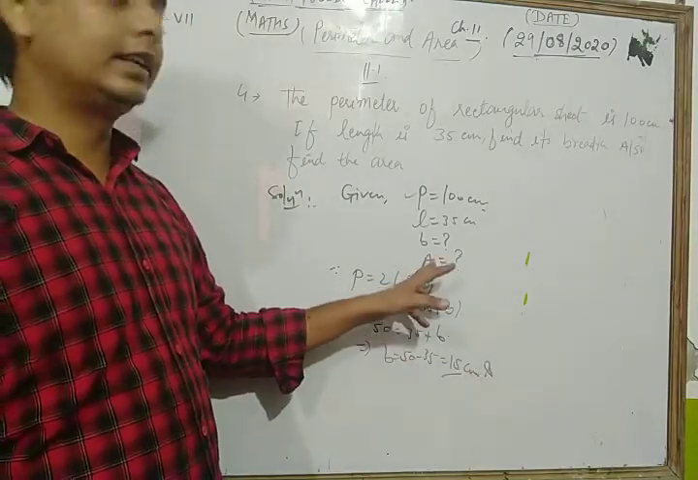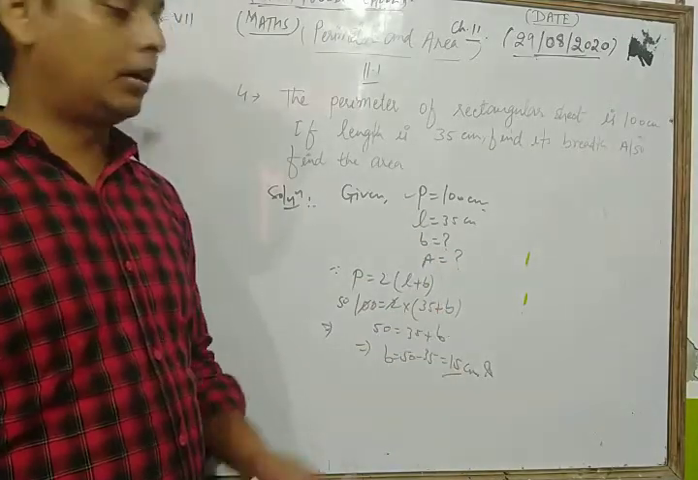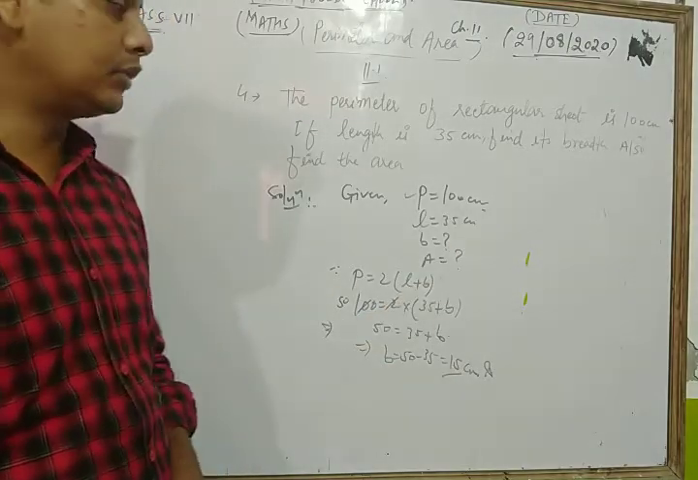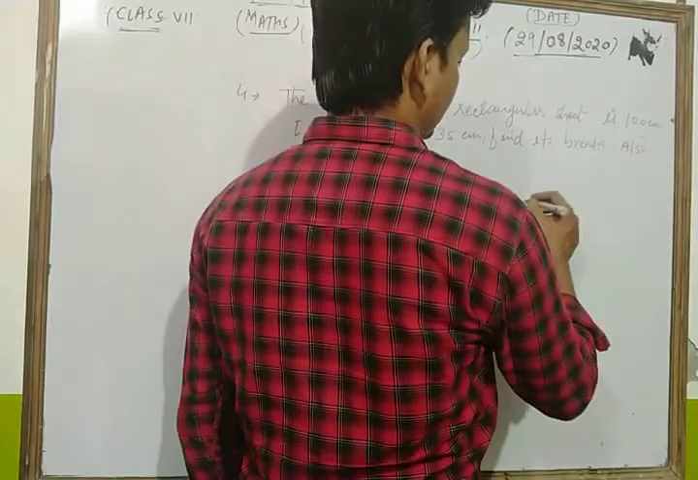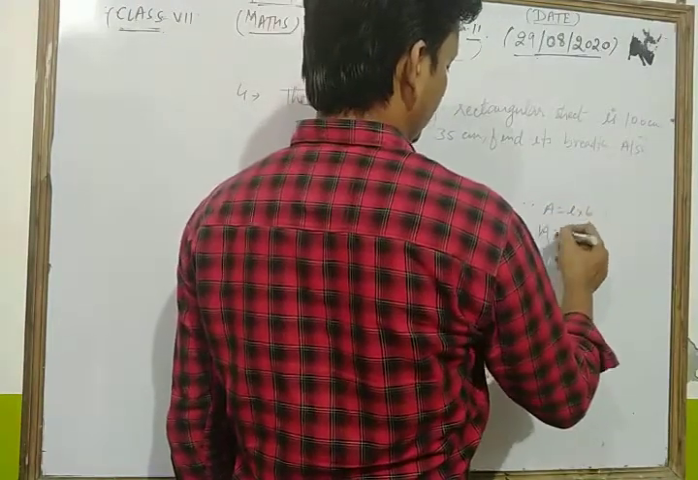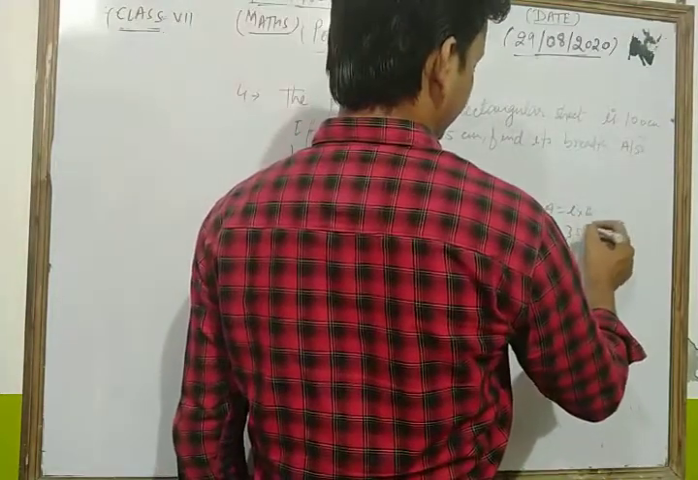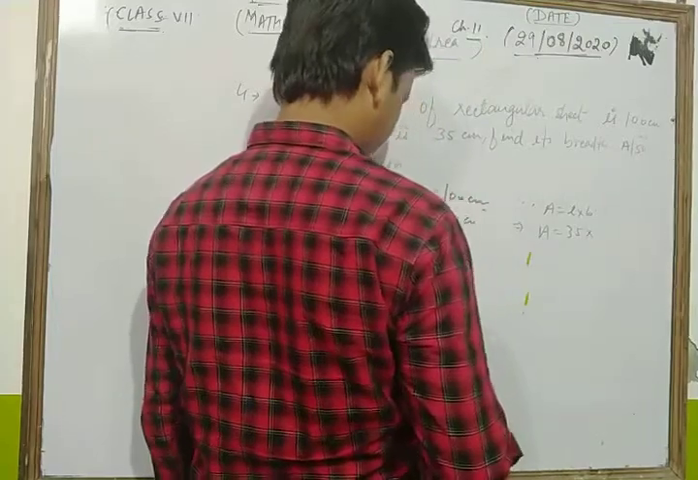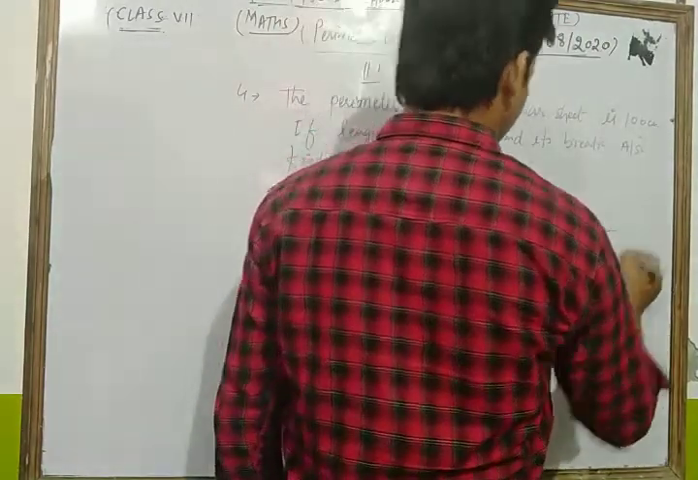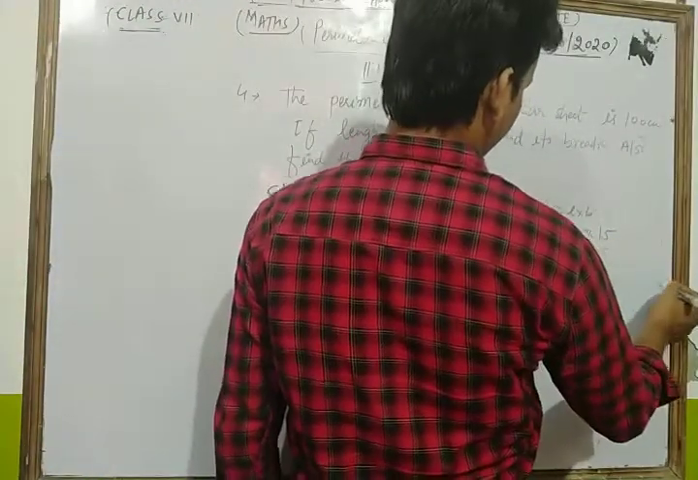Now we also find the area of the rectangular sheet. We found the breadth and the length is given, so we find the area. Since we know that area is equal to length into breadth, area is equal to length, which is 35, into breadth, which is 15. Now 15 fives are 75, carry 7.